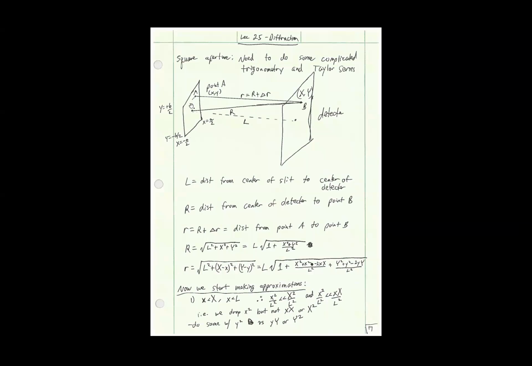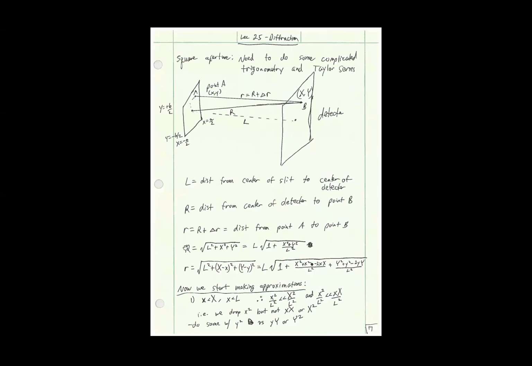Then big R is going to be our reference distance. It's going to be the distance from the center of the aperture to wherever we're currently looking on our detector. If I want to find the signal here, the reference distance will be from here to the center of the aperture. And we'll define big R so that little r is big R plus delta R. So if I'm looking at some other point, point A, the distance from point A to my point B on the detector is little r, and that's big R plus this.